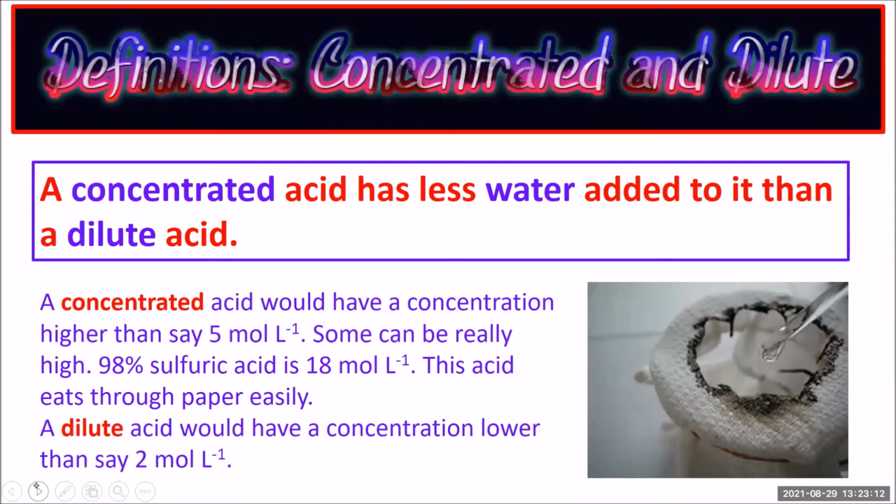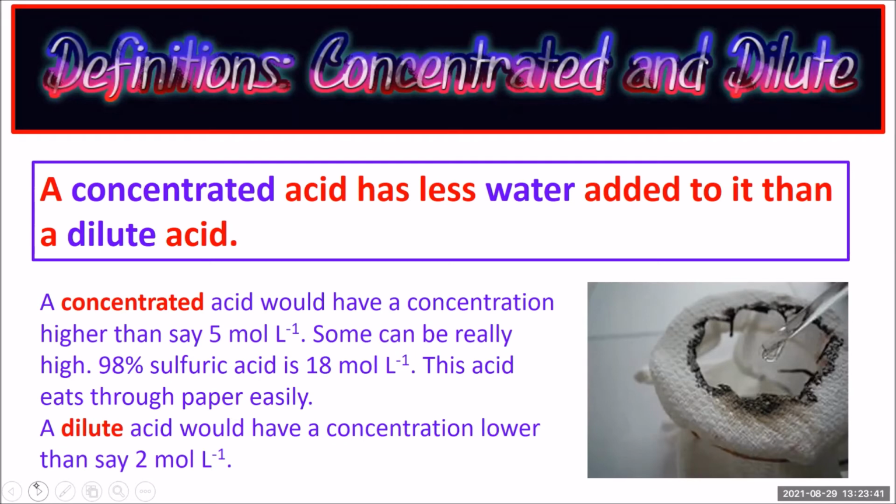Now, we have other terms that we use to describe acids, the terms concentrated and dilute. And one of the things that makes me very cranky is when people mix the terms up, strong and concentrated, and weak and dilute. So let's have a look. Let's be perfectly clear about what concentrated and dilute mean. So a concentrated acid just has less water added to it than a dilute acid.